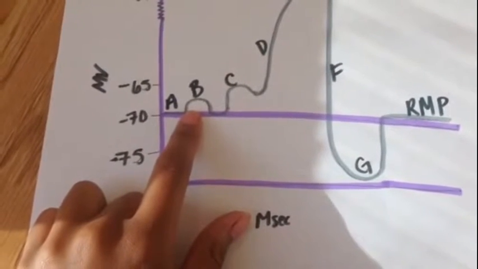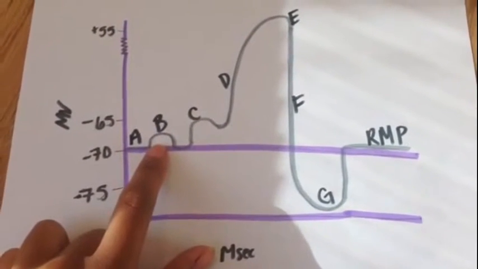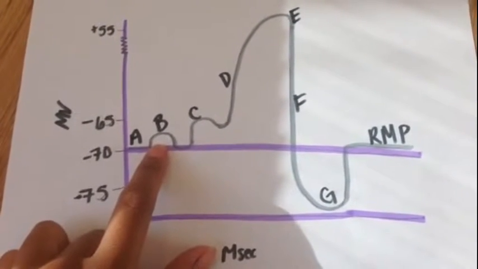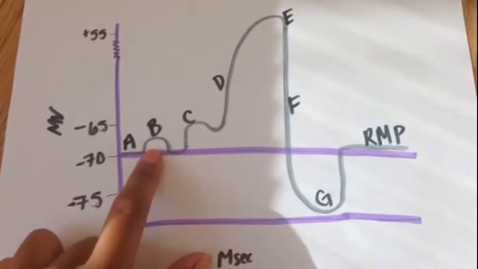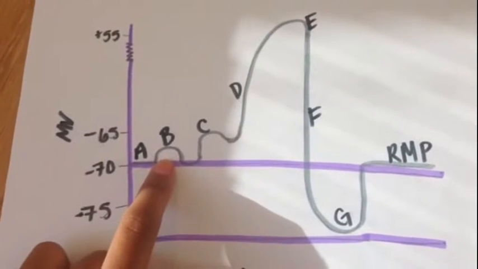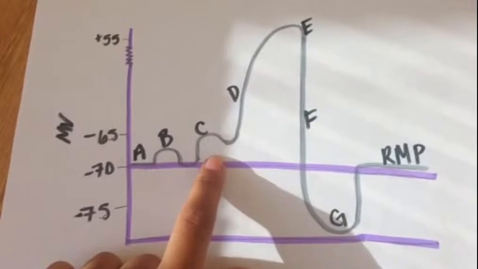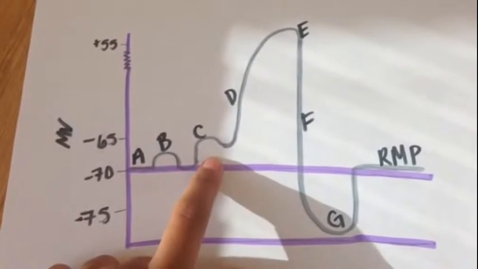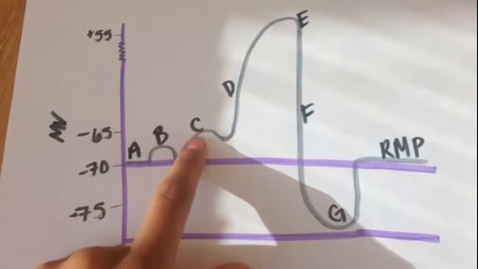But because this depolarization and EPSP does not meet the threshold of excitation, an action potential cannot be created at point B. However, at point C, several EPSPs are created and the threshold of excitation is met at negative 65 millivolts.